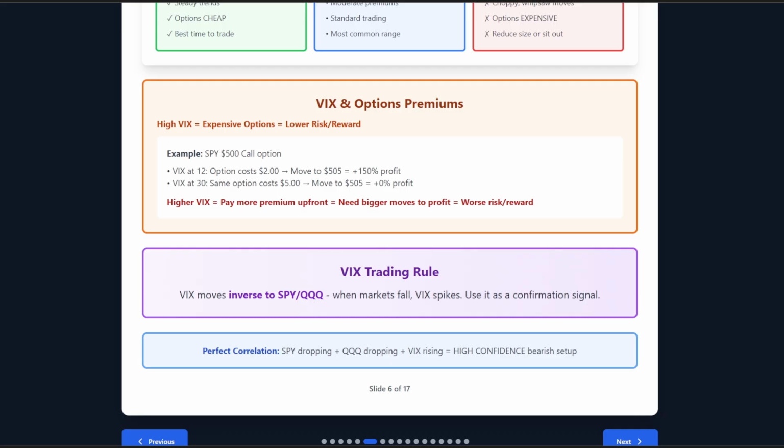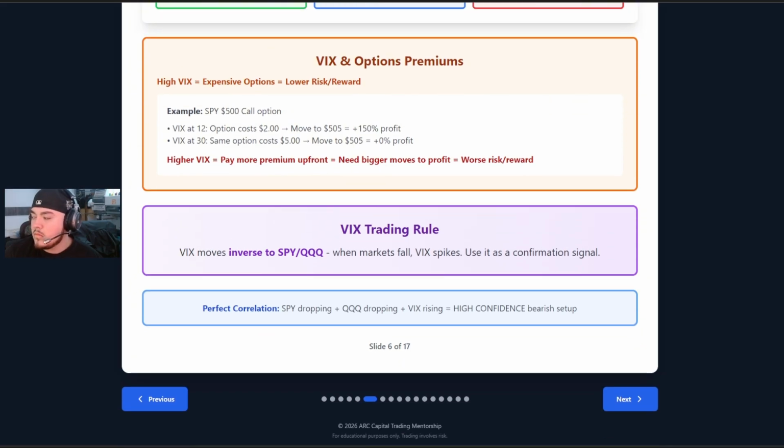But when VIX is high, those option premiums are high and they're not going to move as much as you would like. Volatility is low when VIX is trading under 15. Higher VIX equals pay more premium up front. You need bigger moves to profit big, right? To get those nice big percentages. And that just equates to a worse risk to reward. So you have to be calculated when VIX is expensive, when VIX is over 20, 25, or even 30, let's say. You have to be calculated with what you are buying.